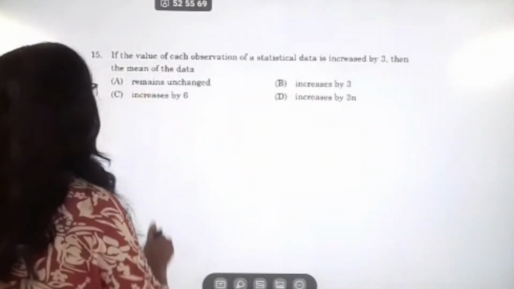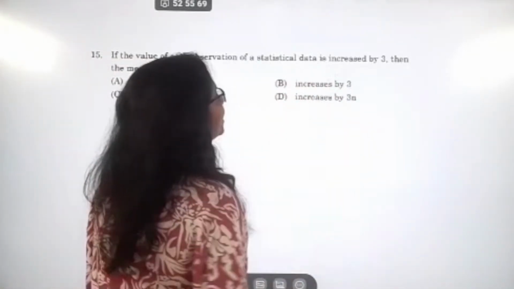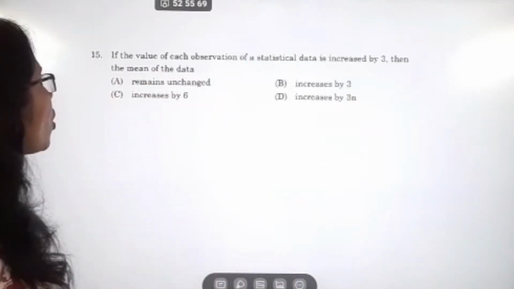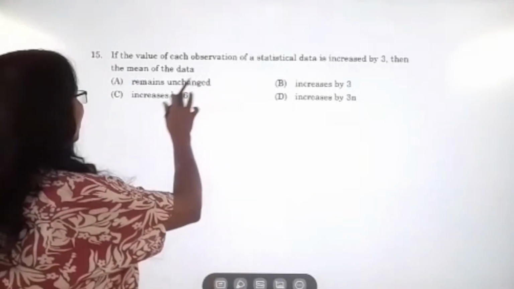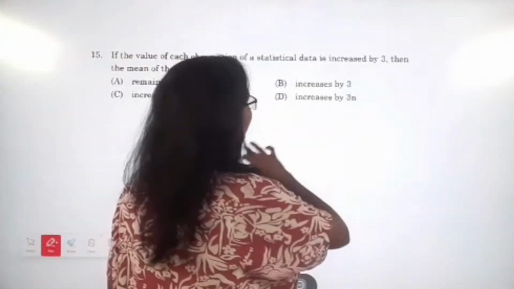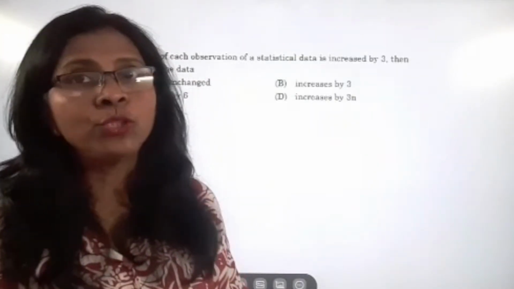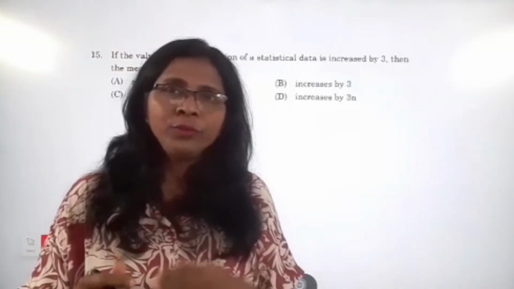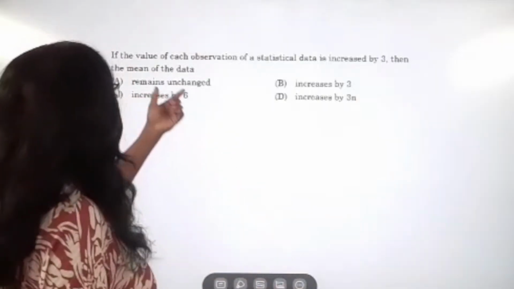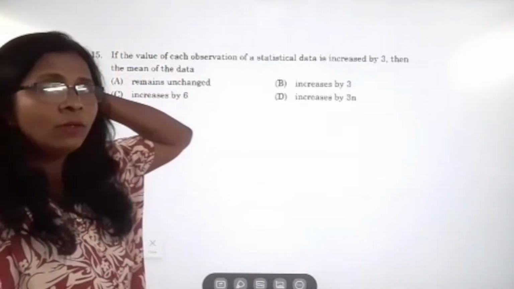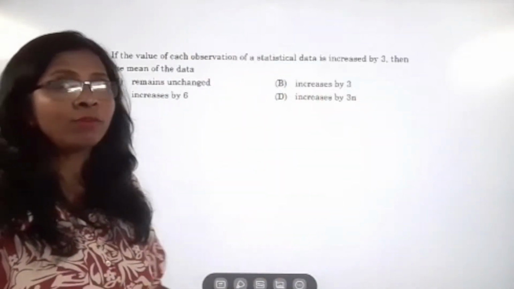Next example: if the value of each observation of a statistical data is increased by 3, then the mean of the data... The options are: remains unchanged, increases by 6, increases by 3, increases by 3n. Students, how can we assume that the mean of the data will be increased by 3, decreased by 3, or remain unchanged? How is it possible?